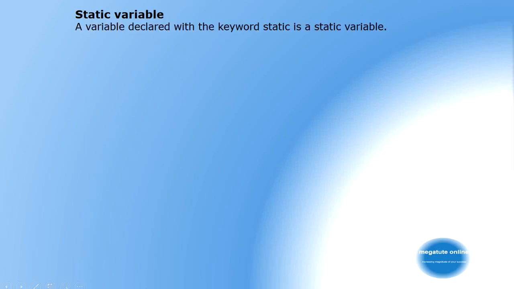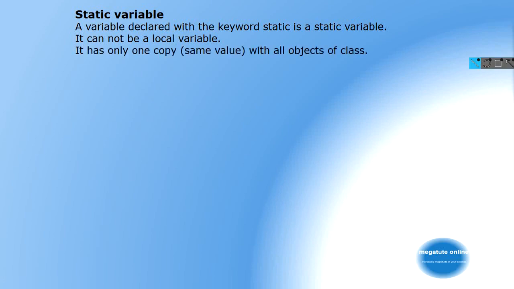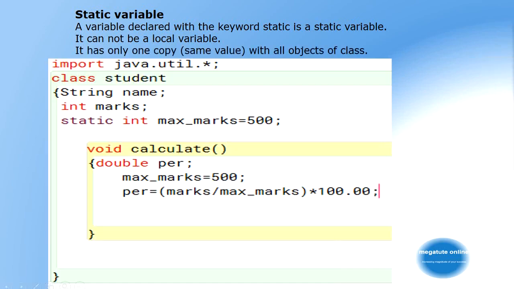The third category is the static variable. Now, what is a static variable? I just discussed it with you. A variable declared with the keyword static is a static variable. It cannot be a local variable. It has only one copy, that is the same value with all the objects. All right. So in layman language, you can understand that when I put the keyword static, that value becomes fixed or constant. With all the objects, the value remains the same.